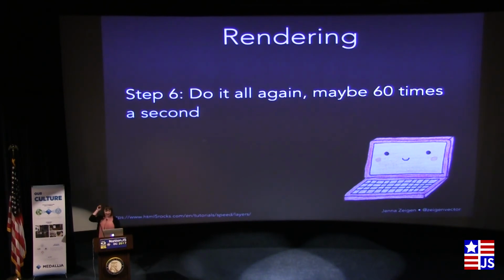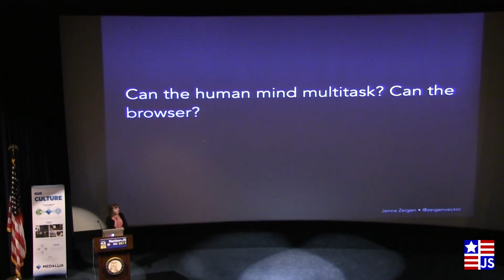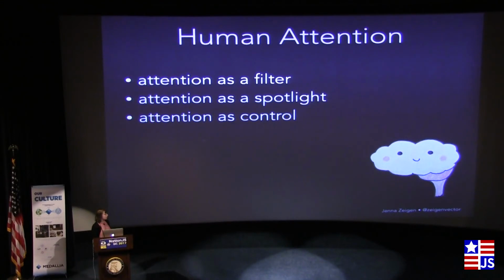All right, task management. So can the human mind multitask, and can the browser? This is going to be a little shorter, but I think cool to kind of get into. So human attention, there's a bunch of metaphors that's often used for it. So attention as filter, so we're going to filter out the stuff we don't want to be paying attention to. Attention as spotlight, we're only going to focus on the stuff that we do want to be paying attention to. And then something a little more cognitive science-y, attention as control. So what control means is that we're going to block out unwanted distractions and automatic processes.